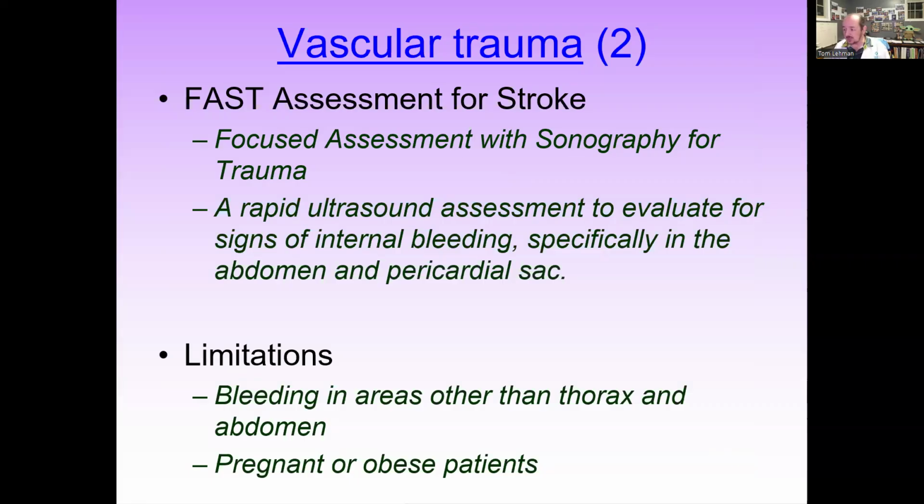It's not a perfect system. If they have bleeding in other areas, it's not going to show up on the FAST assessment. And if you have pregnant or obese patients, a little bit of blood loss somewhere between all of that tissue in the torso may not be as readily apparent. So bear in mind their limitations, but it's actually a very accurate assessment that has helped us to early diagnose stroke and treat it much more quickly. So it's been a very useful tool for us to use.